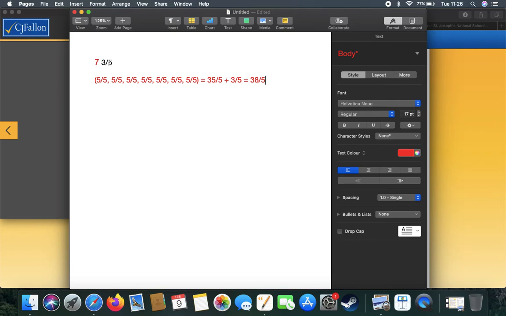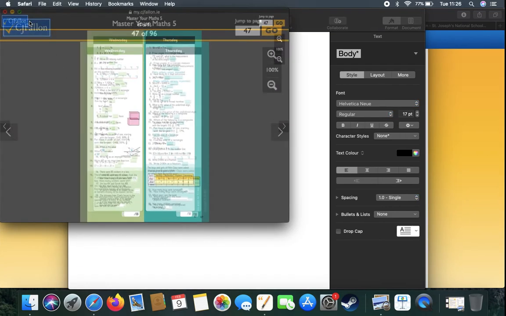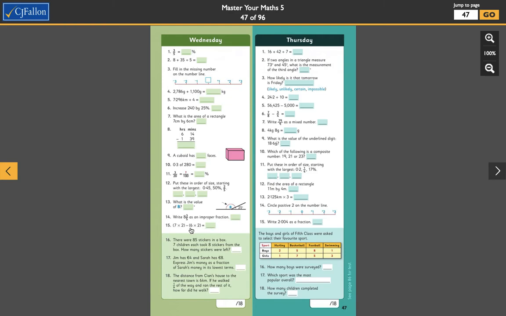Another way to think of it is just multiply the 5 by 7 to get 35, add 3. So multiplying your denominator by the whole number, 5 by 7 gives 35 plus 3. That's that one. Then down here, do your brackets first and then do the subtraction.